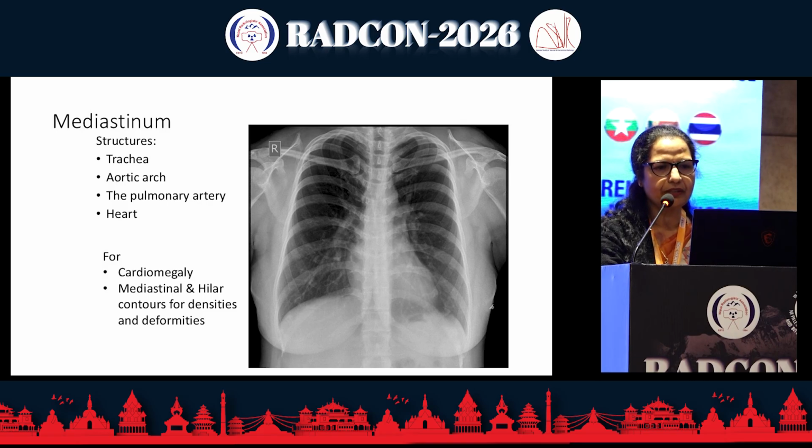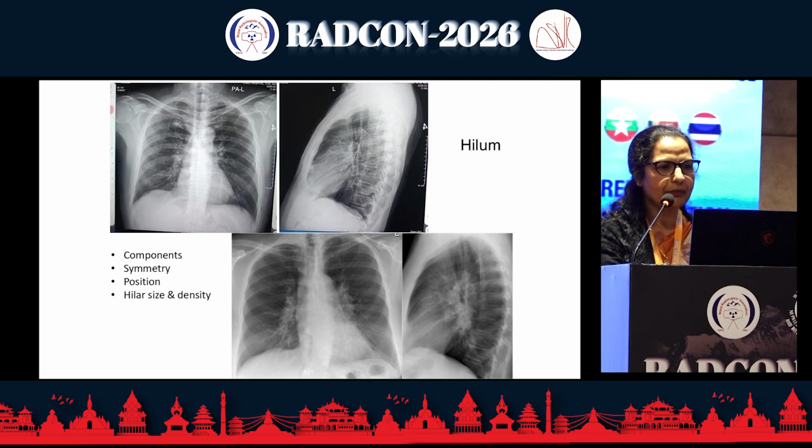So when evaluating the mediastinum, we have to seek the location of the trachea, then cardiomegaly, mediastinal and the hilar contours, as well as densities and deformities. Again, now coming to the hilum, as we know the hilum constitutes the major airways like bronchi and pulmonary vessels, veins and arteries. The hilum should always be symmetric.